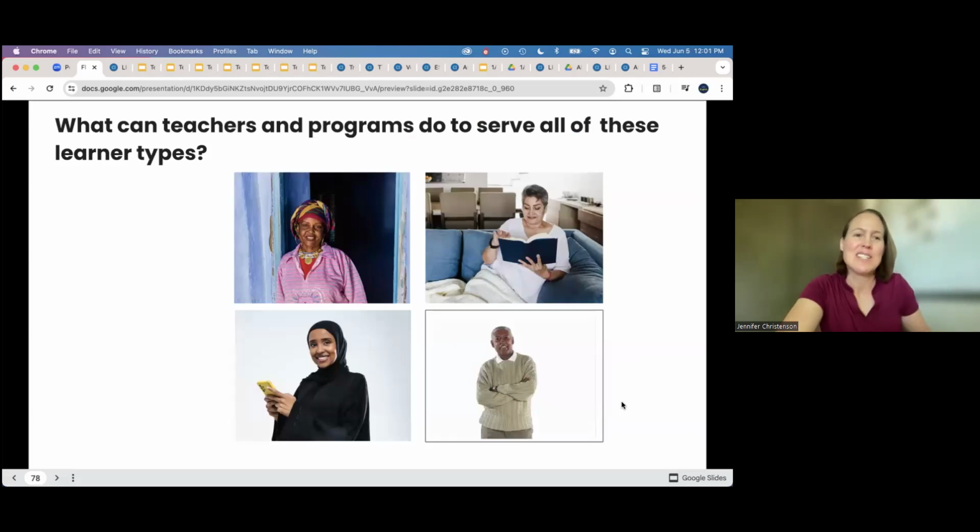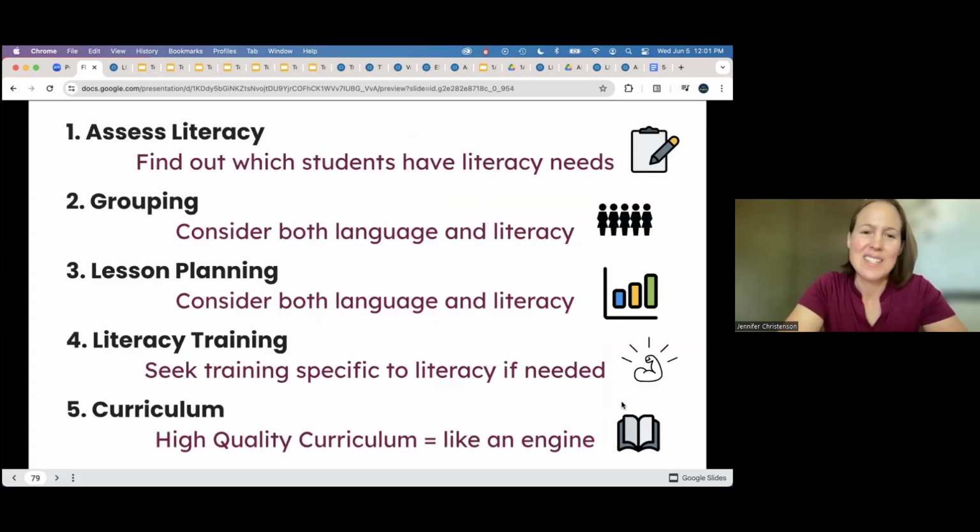So this presentation, the overall question that we've been trying to answer is, what can teachers and programs do to serve all of these different types of adult beginning English learners? And I have 5 recommendations that I've gone over. The first is to assess for literacy, so you understand which students have literacy needs. And then within grouping and lesson planning, I hope you're thinking about both language skills and literacy skills. If you have students with literacy needs, I hope you'll seek training that's specific to that. And then to really put some effort into thinking about how your curriculum fits your specific group of students.